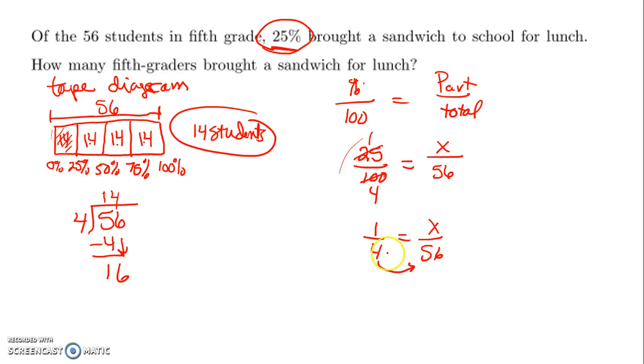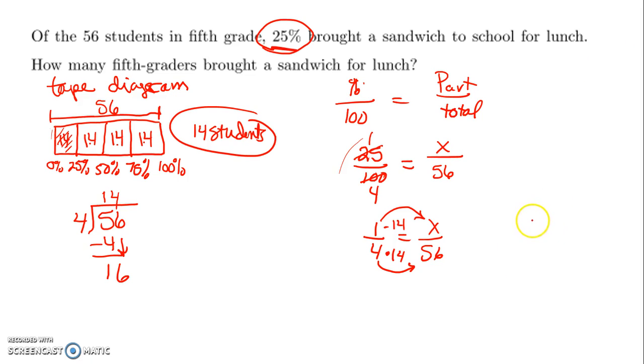4 times what is 56? So 4 times 14 is 56. 1 times 14 gets us the part that brings a sandwich for lunch. So that's just 2 ways to look at that problem. I would either use a tape diagram or percent over 100, which is part out of total.